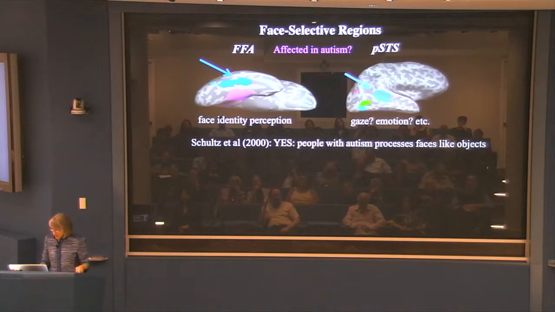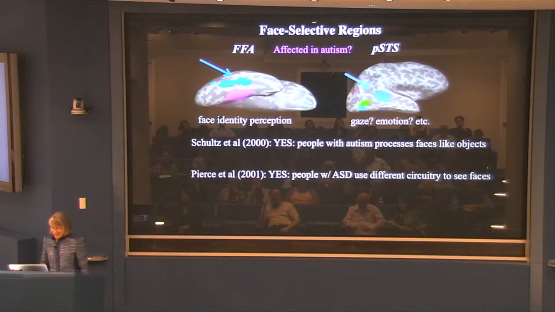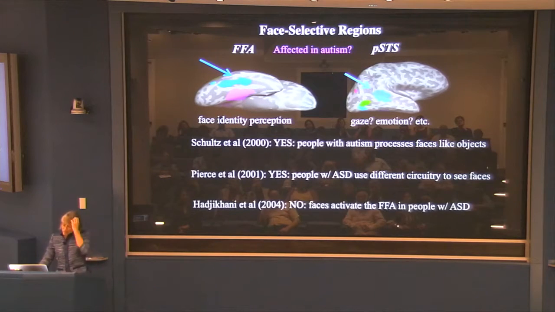There's a paper by Bob Schultz, an early one, where he said, yes, there's a big difference. People with autism basically process faces as if they were objects. That was a very compelling story. It was kind of a meme that took off, and there's no stopping it. There's another paper that said basically the same thing, and then shortly thereafter, people started repeating these experiments.